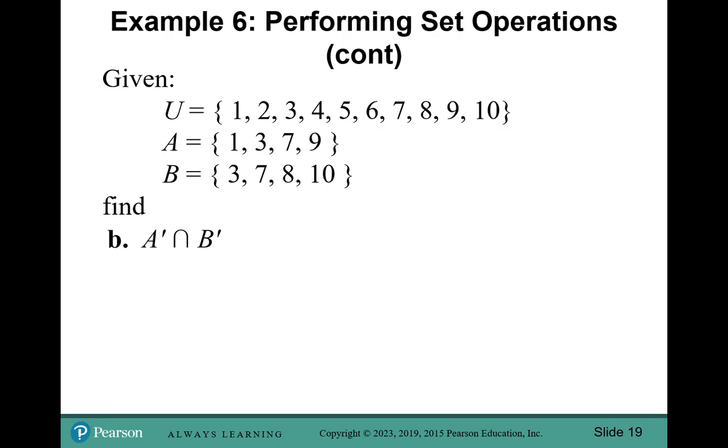Performing set operations continued. So we're going to look at this same group of sets here, the universal set, set A, and set B. Now we want to find A complement intersect B complement. The way I'm going to do this is I'm going to find A complement first. So let's find A complement, see what A complement is.